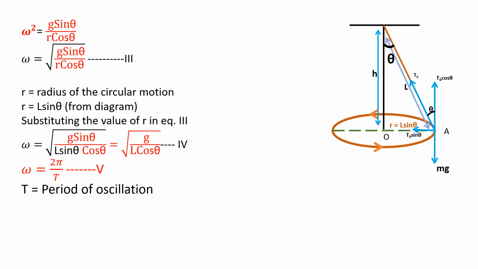We can write the value of omega is equal to square root of g sin theta upon L sin theta cos theta. We can cancel out the sin theta term from the numerator and the denominator. We can get the equation 4 as omega is equal to square root of g upon L cos theta. We also know that omega is equal to 2 pi upon T. Label it as equation 5, where T is the period of oscillation.